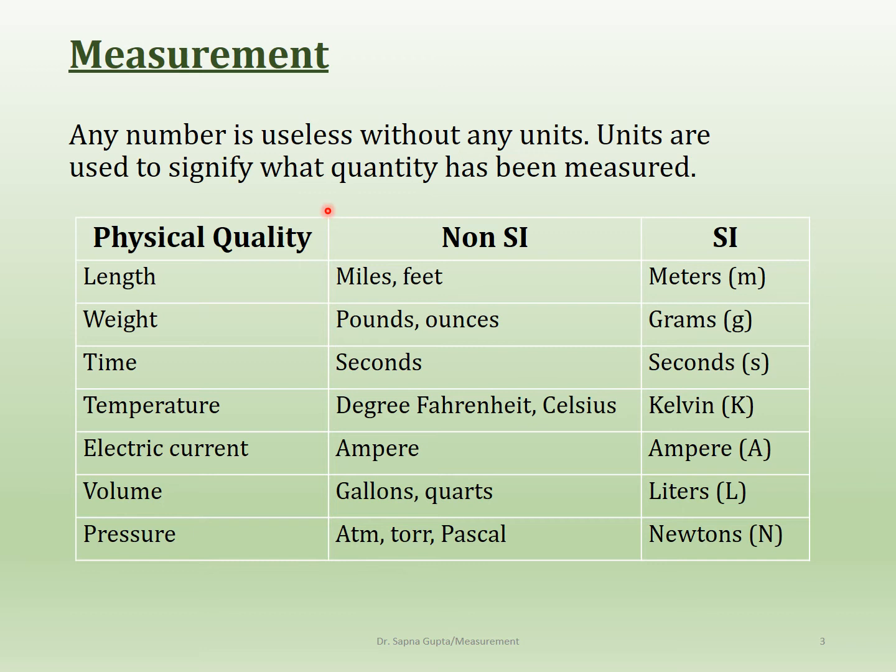There are two kinds of units that we use. One is a non-SI unit and one is an SI unit. SI units are the standard units that are used by the entire world. The non-SI units are the non-standard units, which is used by, yes, you guessed right, USA. Okay, so we still use the non-SI units, whereas the entire world is using the SI units. So, which means that we have to learn conversions also, okay, but we'll get there in a few minutes.